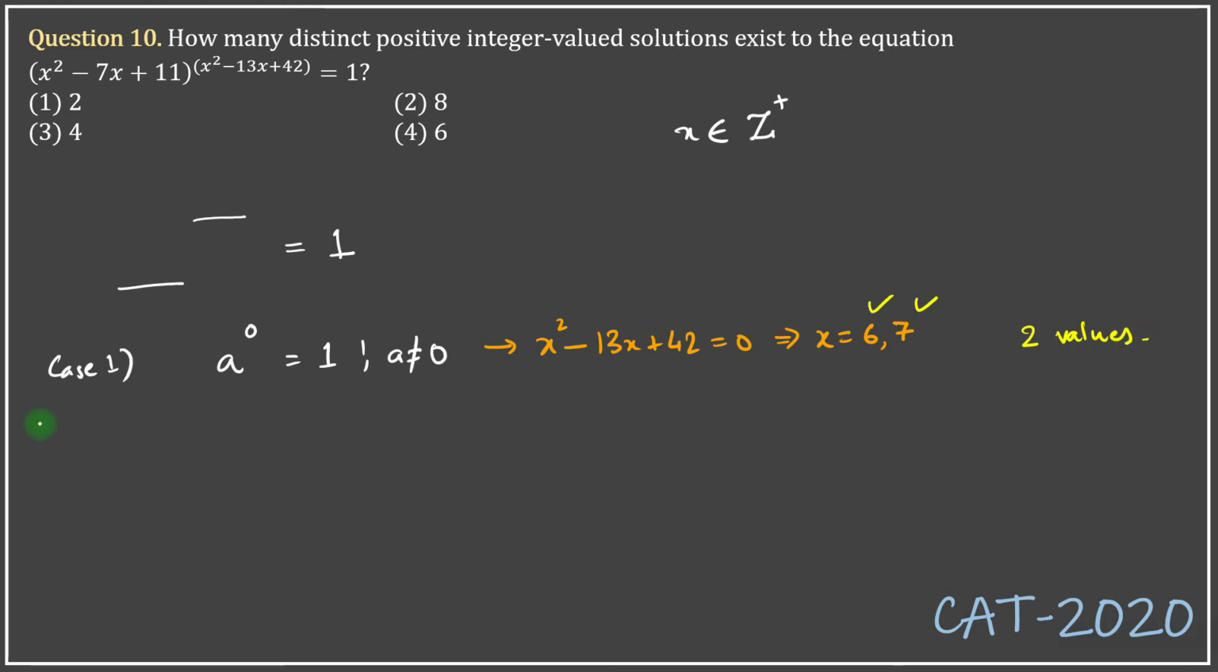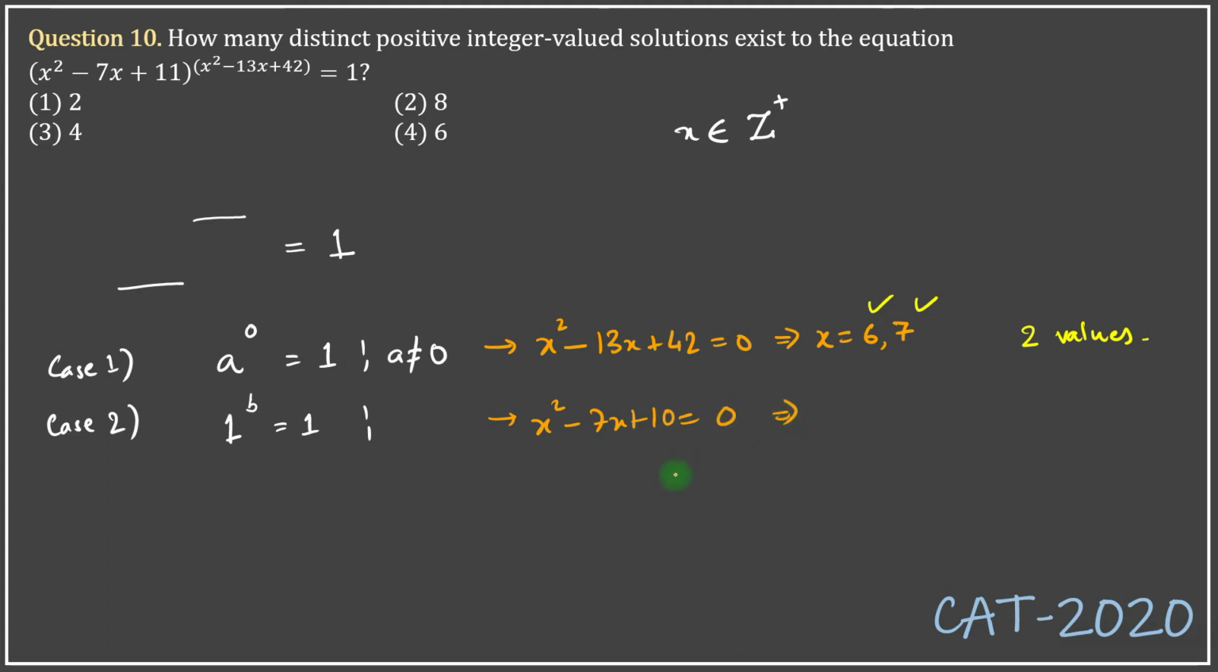Let's go to the second case. Any number raised to the power 0 is 1, but 1 raised to any power is also 1. So I can think of the second case as 1 raised to any power. Let me not use x. 1 raised to any power is 1. Now in this case the base must be equal to 1. So let me check. The base, that is x square minus 7x plus 11 equals 1. In other words, x square minus 7x plus 10 equals 0.